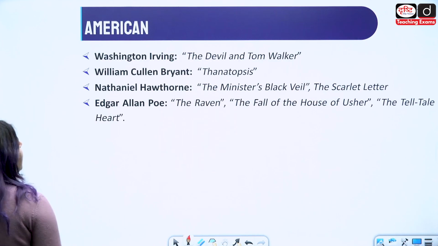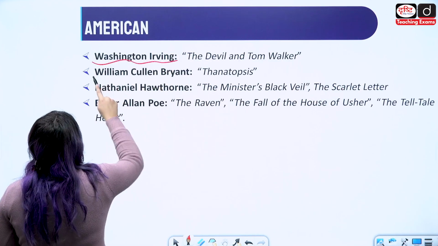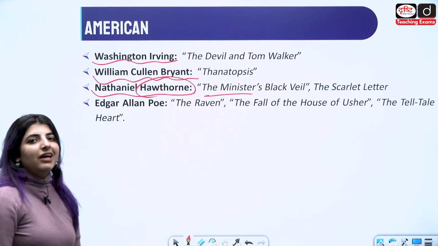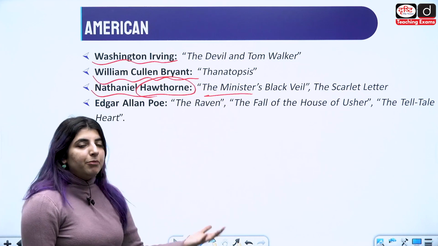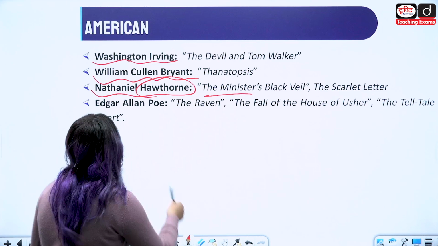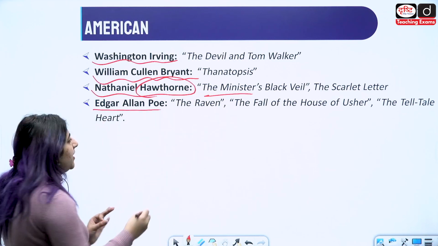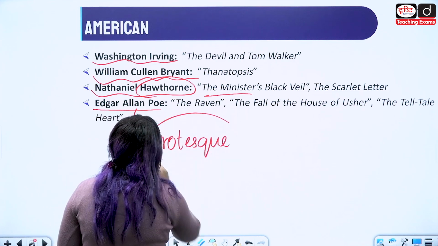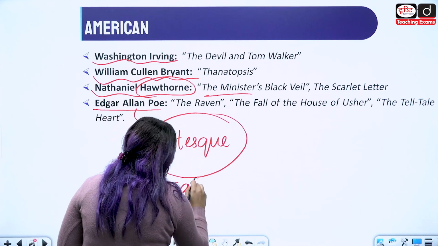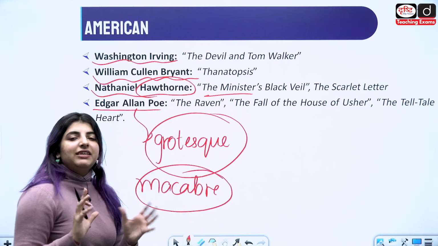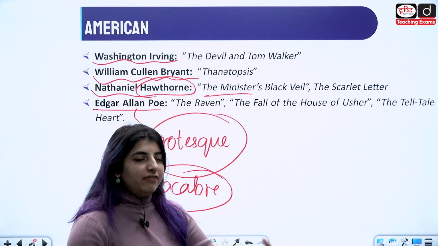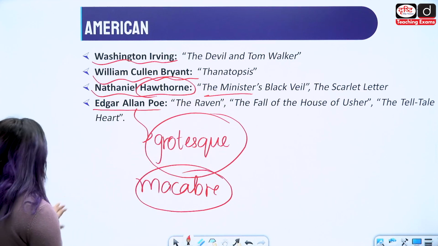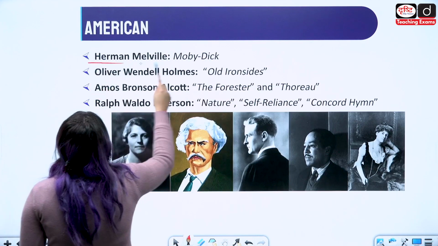Moving forward to American literature, Washington Irving, William Cullen Bryant, Nathaniel Hawthorne with his works like The Minister's Black Veil, The Scarlet Letter, all these things like Rappaccini's Daughter, a short story. Edgar Allan Poe, who is associated with a term and style of writing known as grotesque and macabre. Something which is very, very strange. So he is a pioneer of detective as well as gothic fiction, so to say.